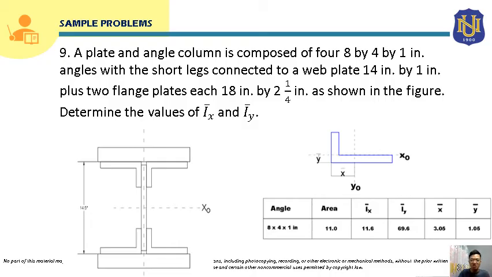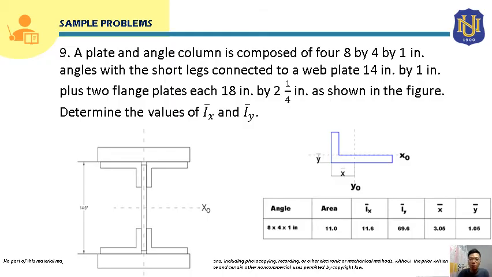Okay, so this is the given plate and angle column. Its composition is 4 8 by 4 by 1 angles. So these are the angles that are mentioned. These are 4 8 by 4 by 1 inch angles. And then it also has a web plate. So the web plate is this plate. As mentioned in the problem, this web plate is 14 inch by 1 inch. So this is 14, and then the thickness is 1 inch.